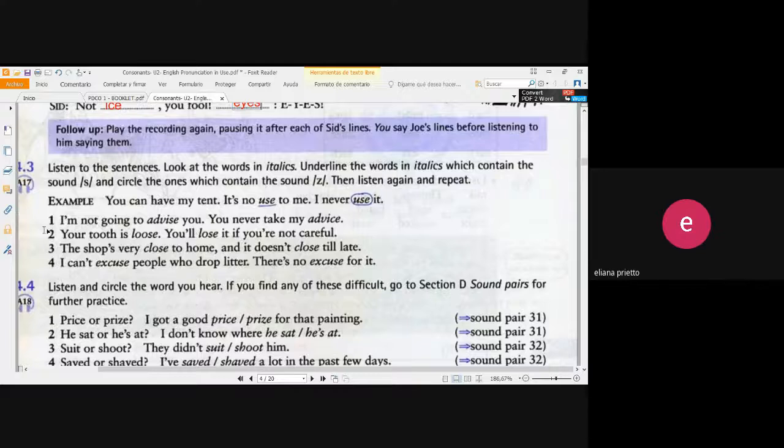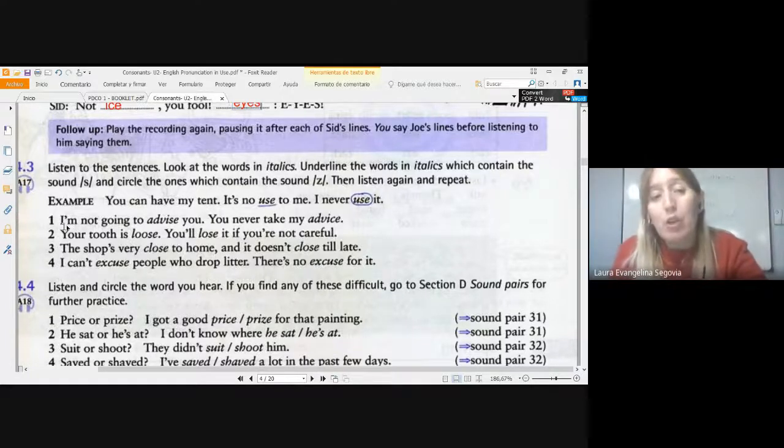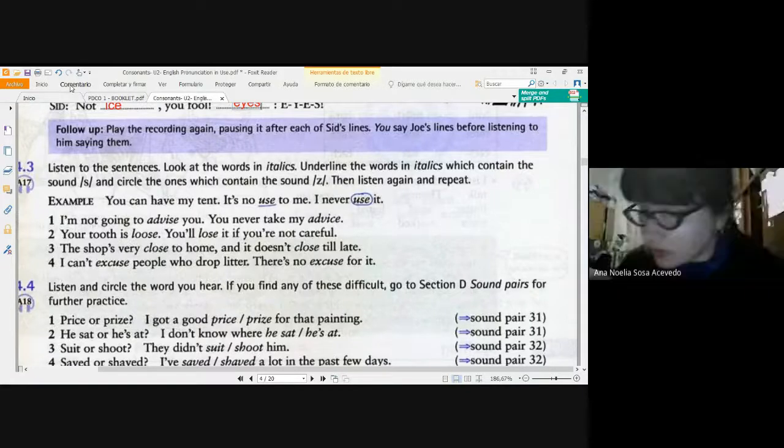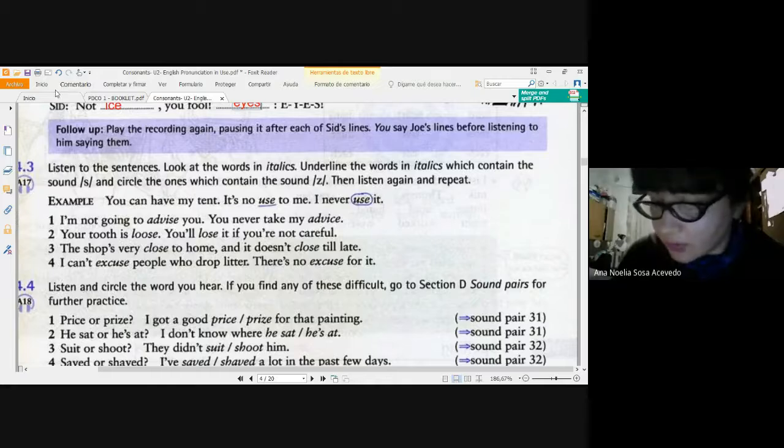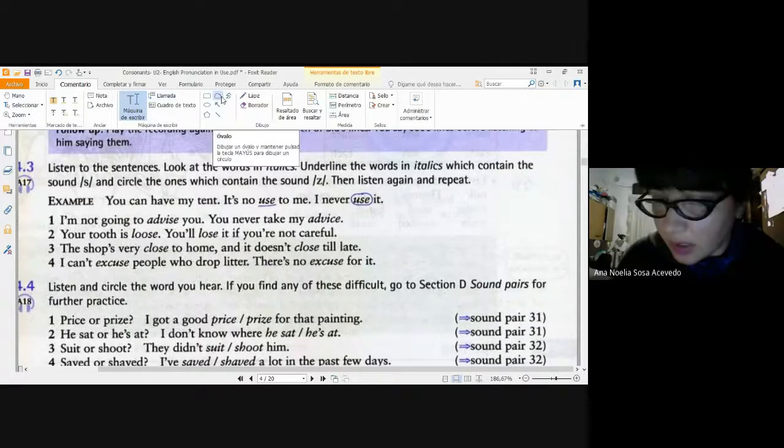So for example, in number 1, you have: I'm not going to advise you. You never take my advice. So here you have the verb and here you have the noun. Aconsejar, consejo. Okay, let's see. I'm not going to advise you. You never take my advice.